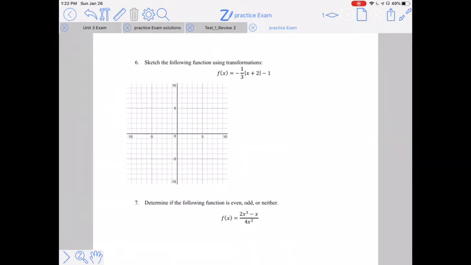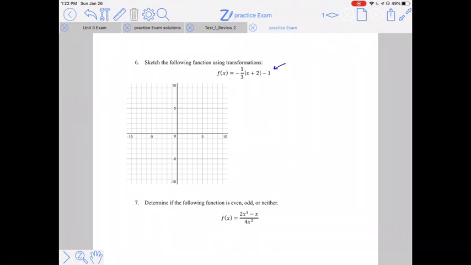Sketch the following function using transformations. First thing to notice is what kind of function this is. This is an absolute value. Typically, absolute values, vertex starts at 0, and it's a V-shaped graph. So we've got to figure out what moves, what transforms. Is it skinnier? Is it wider? Is it reflected?